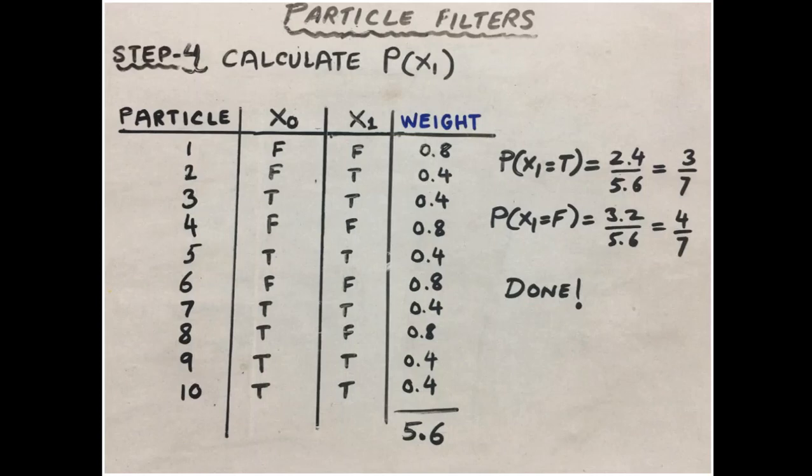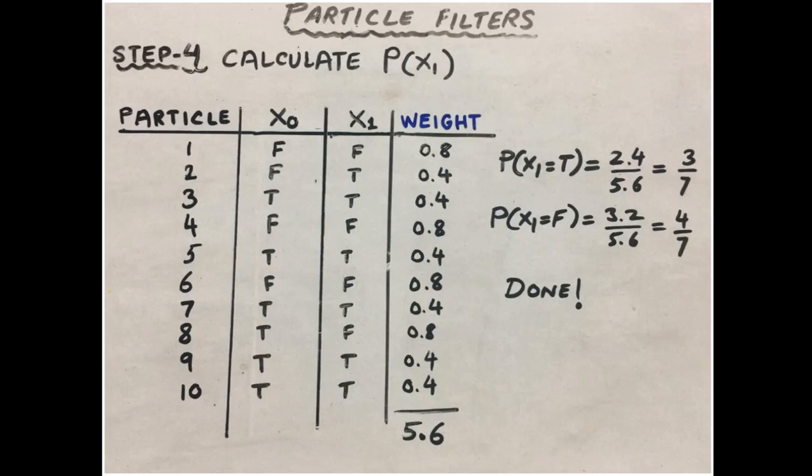Similarly, the probability that the state is false can be calculated by the sum of the false particles, that is 3.2, divided by the overall sum, that is 5.6. So this turns out to be 4 over 7. So this is the last step of one iteration of the particle filters.